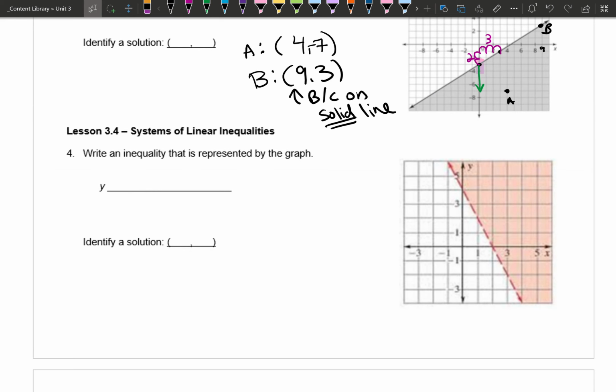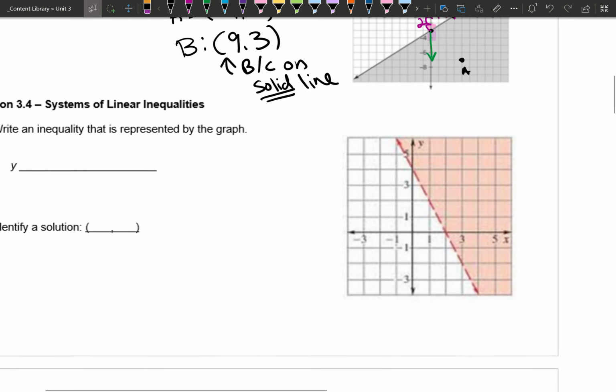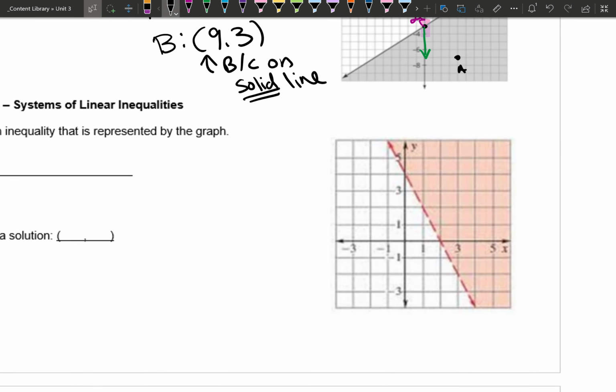And let's identify some solutions too. Okay, so first let's label some points. I'm going to label the y-intercept, and then there's this perfect point.